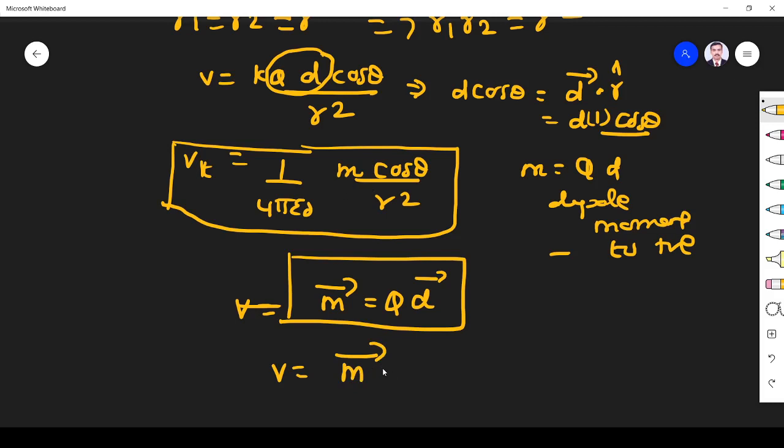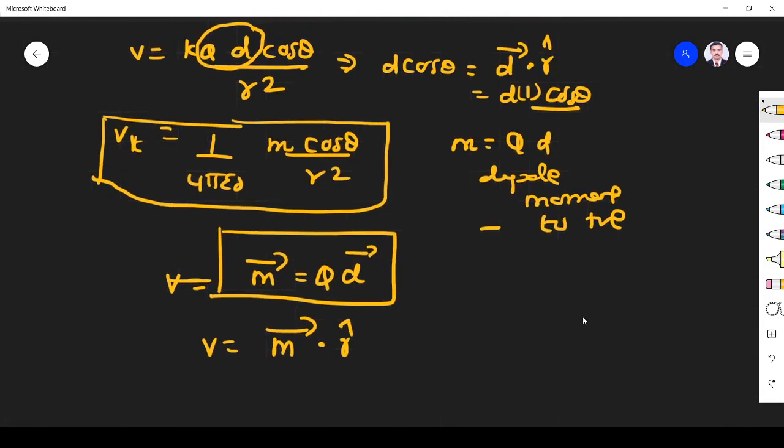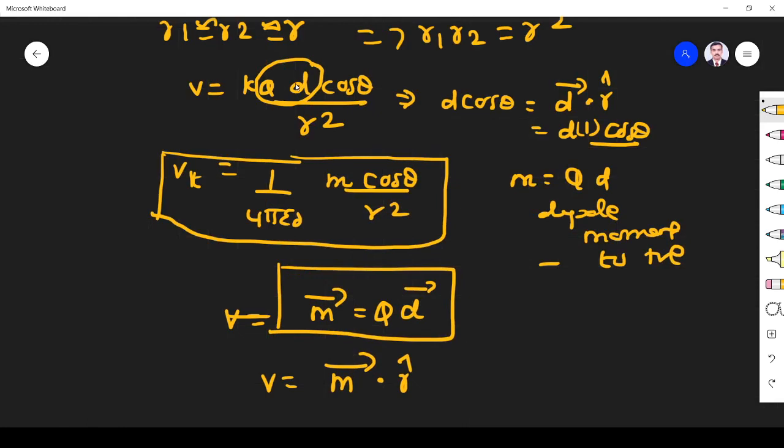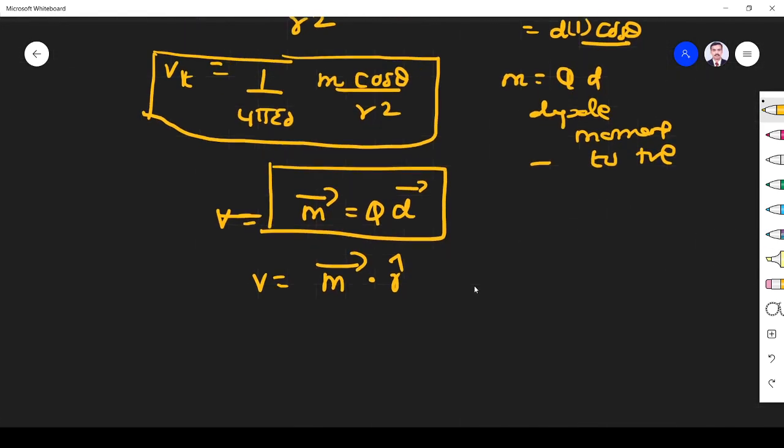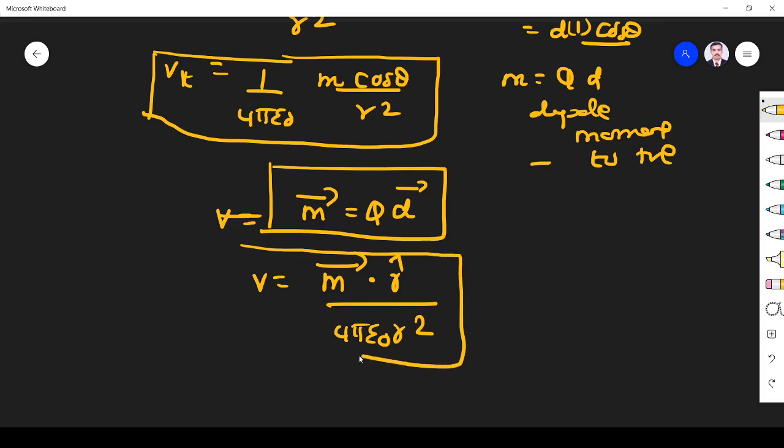So M vector dot R vector. M is equal to QD. Yes, M is equal to QD. So instead of this one, I can write M vector dot R vector divided by 4 pi epsilon naught R square. This is the ultimate equation of electric potential due to the dipole, right?